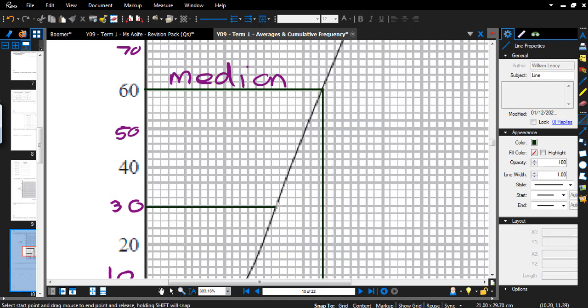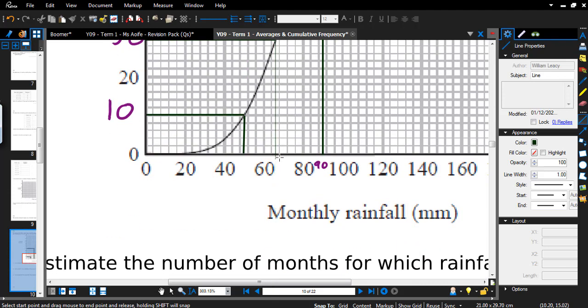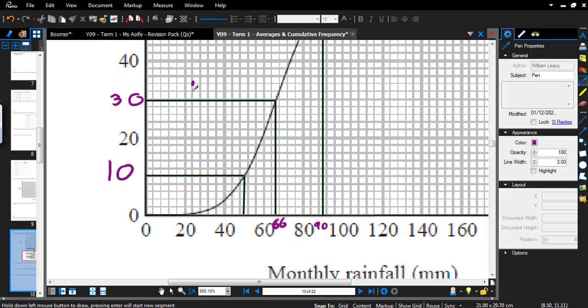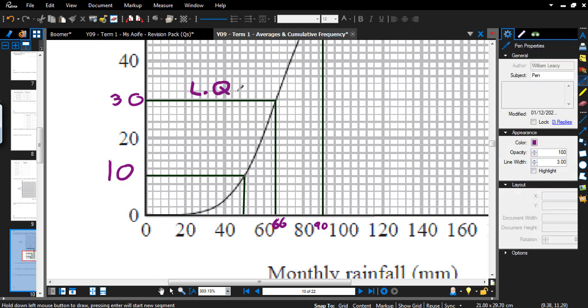We just go down. Bang. That to me looks like 64, and then 2 more is 66. So I'm going to say that's 66. The lower quartile is 66. So I'm just going to put LQ here so you know what's going on. There you go, lower quartile.